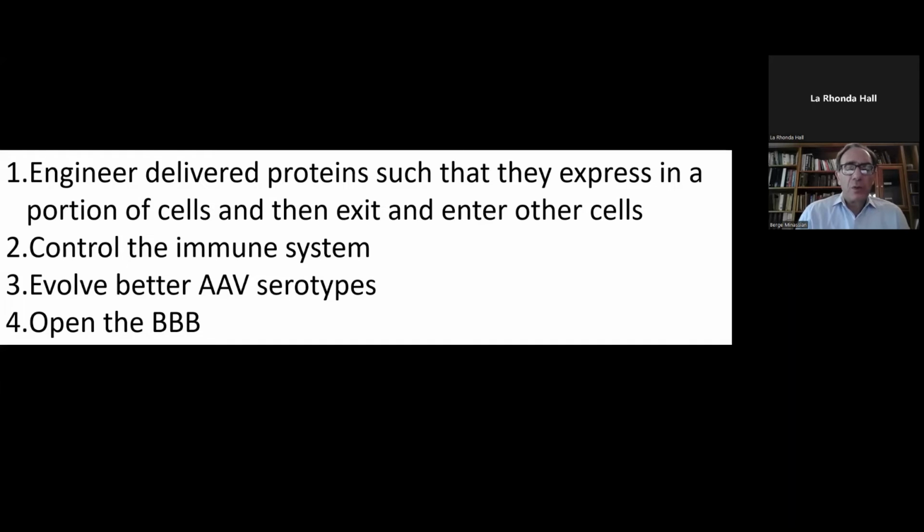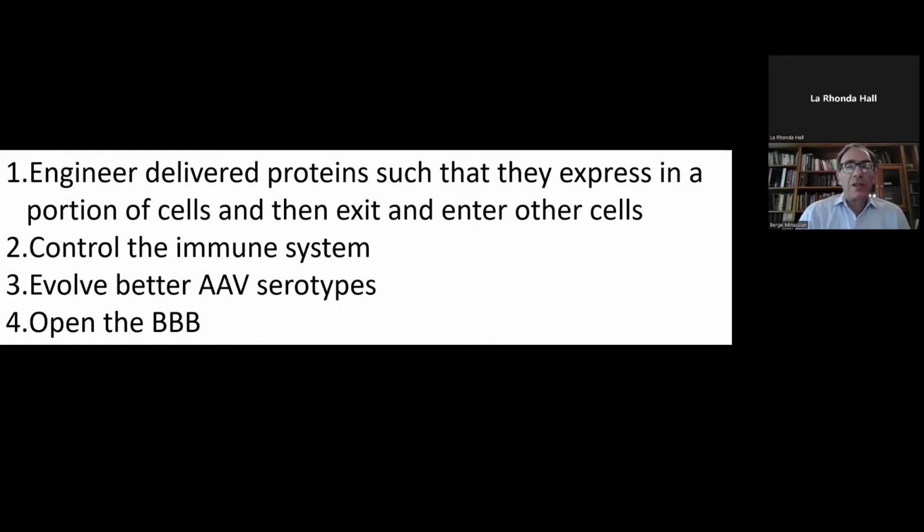What can we do to improve that as we advance towards the future where we treat all these kids early on before they have so much damage? Here are just 4 things I listed. There are other things we can do. Number 1 is we can engineer proteins in such a way that the protein, even if it is not a lysosomal protein, will behave like a lysosomal protein and will exit cells and enter neighboring cells and give the advantage of cross-correction.